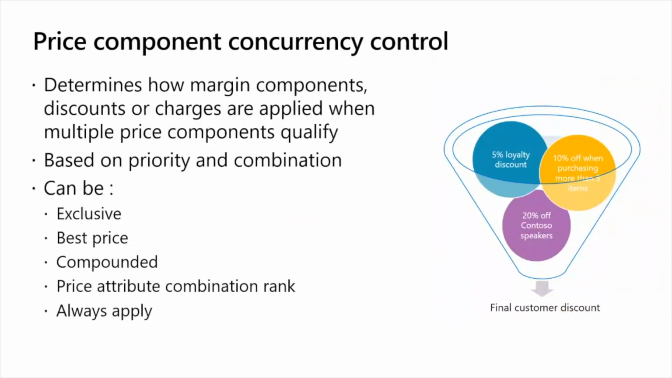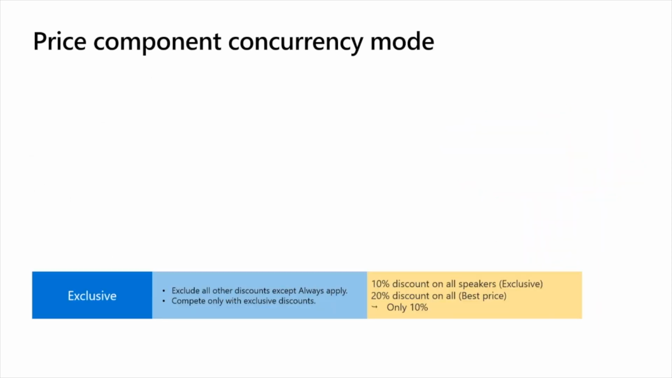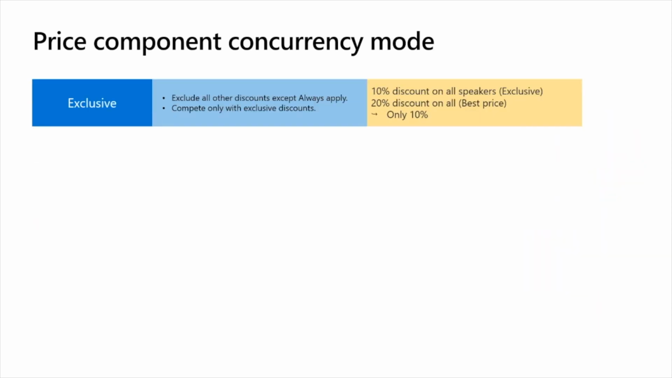When more than one discount, margin component, or charges are found for an item, the price concurrency mode provides a set of rules for determining how these are applied. So depending on the price component, whether it's discount, margin, or charges, the following concurrency mode can be applicable: exclusive, best price, compounded, price attribute combination rank, and always apply. Exclusive discounts, as the name implies, cannot be combined with any other discounts. In the case where multiple exclusive discounts are found, the highest discount will be applied.